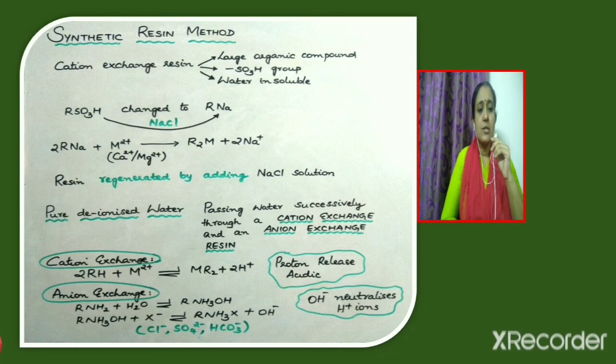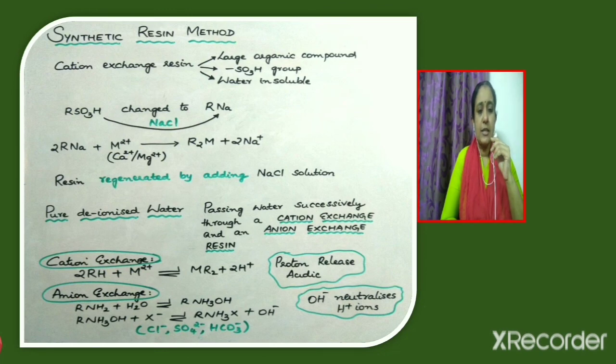Initially, RSO3H, the resin, is changed to RNa. So we have to get resin in the form RNa so that the sodium ions present in the resin can be exchanged with the calcium or the magnesium ions present in hard water. Now how is RSO3H, the resin, changed to RNa? By treatment with sodium chloride solution. So now we have resin in the form RNa.